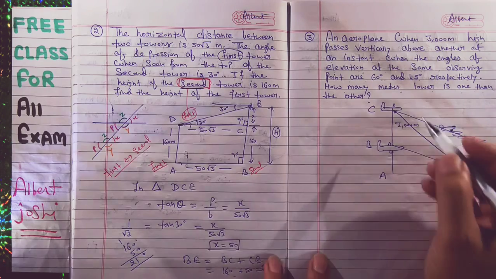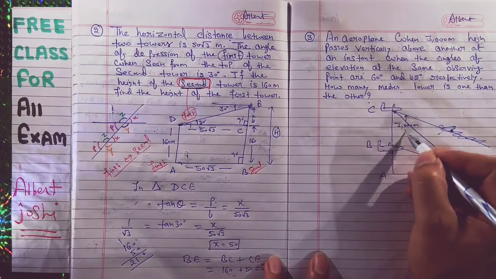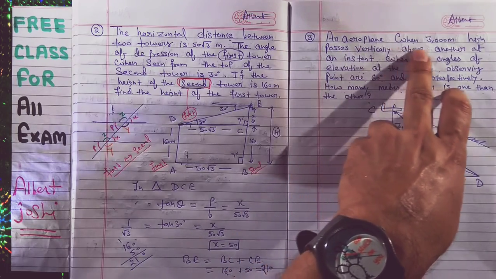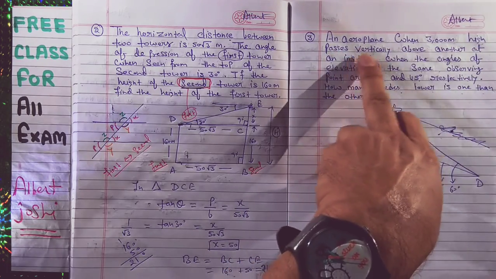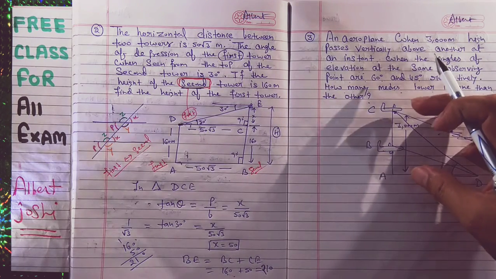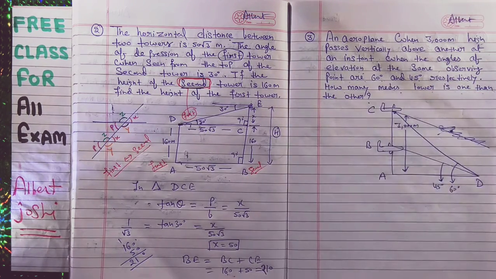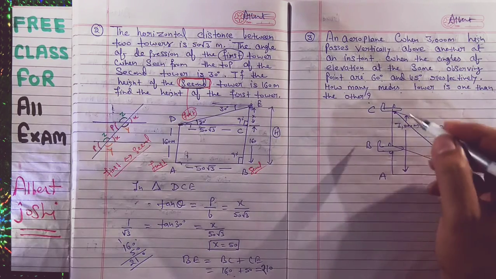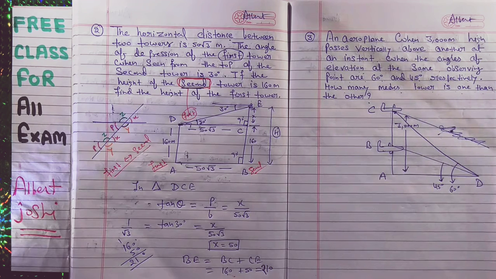So this 3000 meter is the total distance. You must note, an aeroplane 3000 meter high passes vertically above another at an instant. It means that the total distance is 3000 meter. So total distance 3000 meter he has given us. We have to find this value. Okay, so how to calculate?